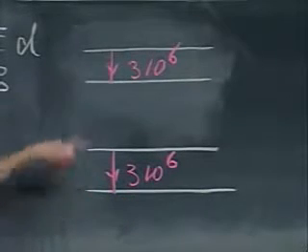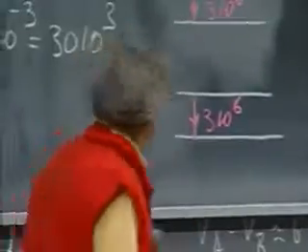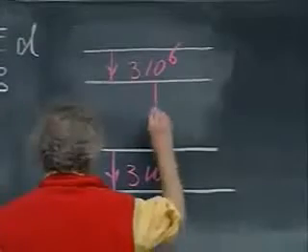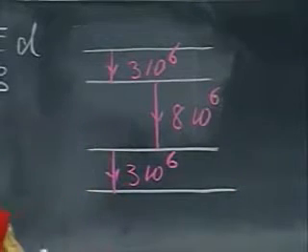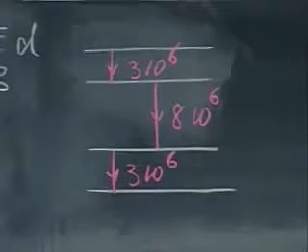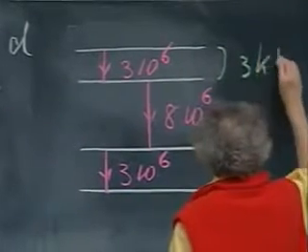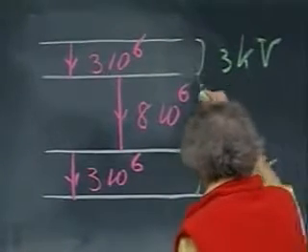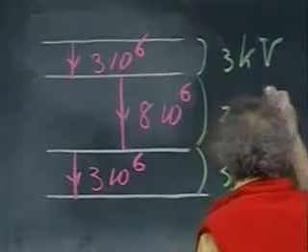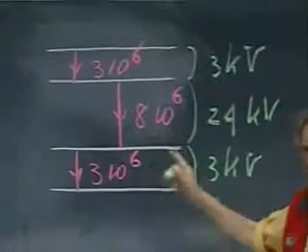But since I know that the potential difference between here and here must be 30 kilovolts, I can now immediately conclude that the electric field here is now 8 times 10 to the 6 volts per meter. That is the only way that it adds up to 30 kilovolts, because the 3 million volts per meter gives me here 3 kilovolts. This here gives me 3 kilovolts. So now I need a potential difference here of 24 kilovolts. And that over 3 millimeters requires this field.